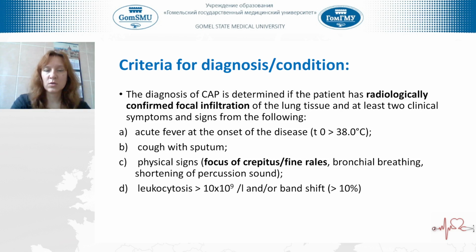Criteria for diagnosis of pneumonia. Diagnosis of CAP is established in a patient with radiologically confirmed focal infiltration of the lung tissue, the main diagnostic criterion, and at least two clinical symptoms and signs from the following: an acute fever at the onset of the disease with a high temperature of more than 38, cough with sputum, or physical signs: focal crepitation, which is very important, or rales, bronchial breathing, shortening of percussion sound, leukocytosis more than 10 or band shift.